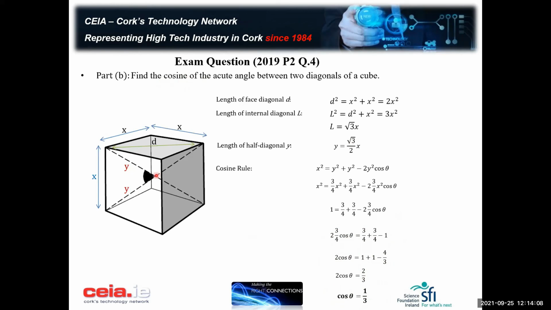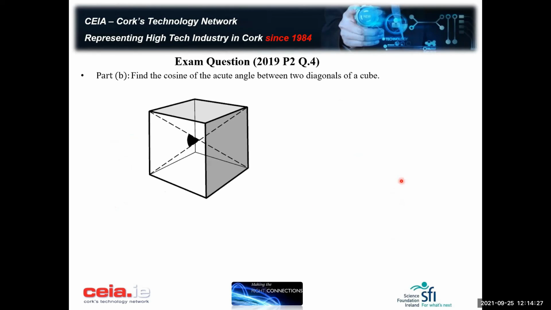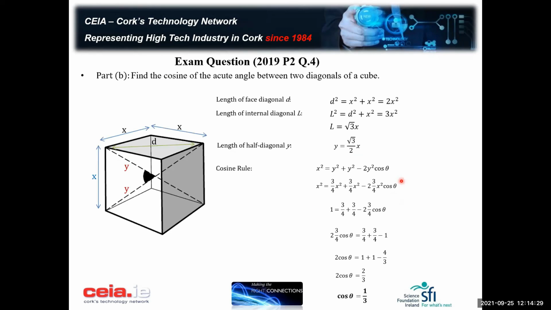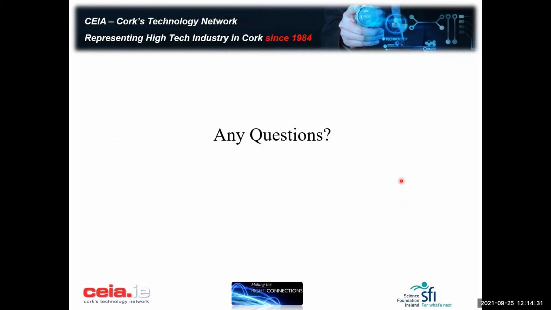Okay, so it looked like a tricky question in the end, but it turned out to be just Pythagoras' theorem on the cube and the cosine rule on this little triangle here. Right. Okay, so those were a few typical exam questions. And I think we're done.